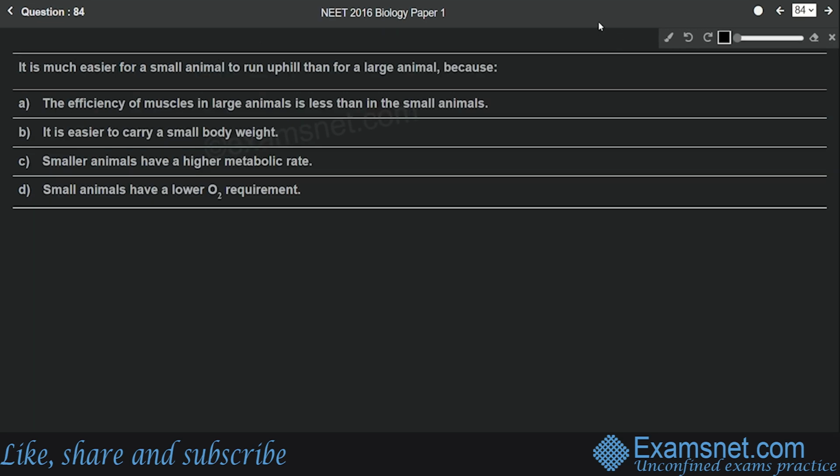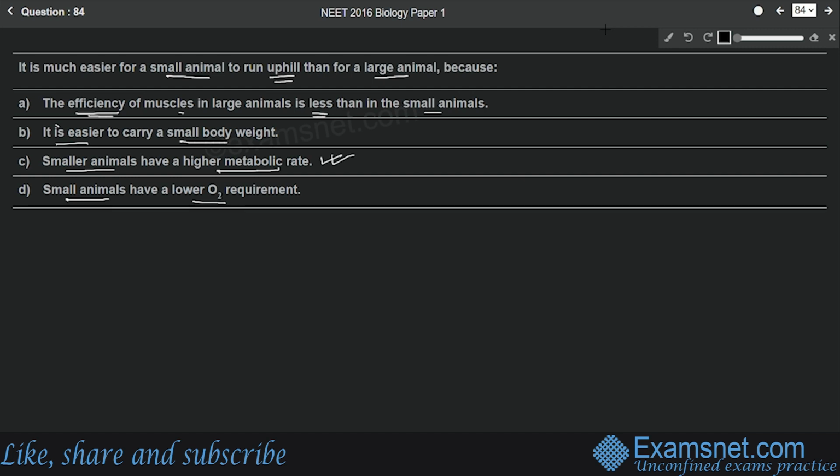Question number 84 is from the chapter Organisms and Population, and the question is, it is much easier for a small animal to run uphill than for a large animal because option A, the efficiency of muscles in larger animals is less than that in small animals. Option B, it is easier to carry a small body weight. Option C, smaller animals have a higher metabolic rate. And the last option is small animals have lower oxygen requirement. So the correct answer is option number C, that small animals have higher metabolic rate.